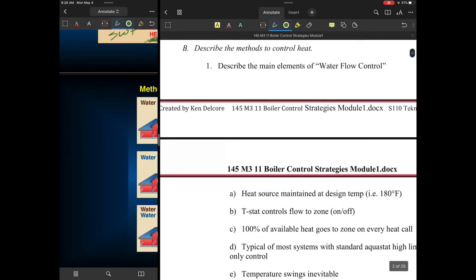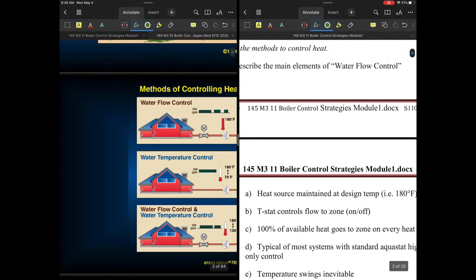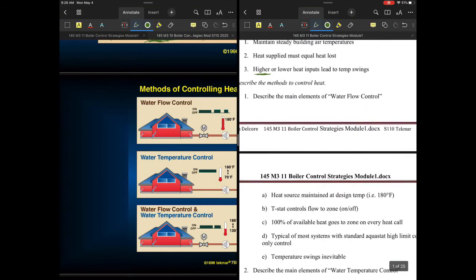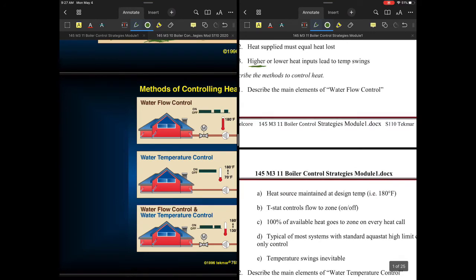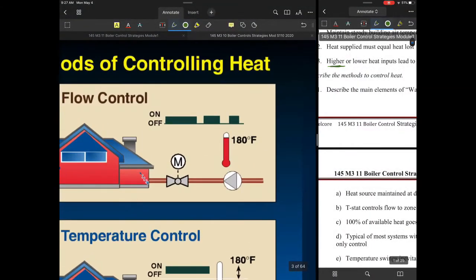How do we control that heat? I'm going to go back to the handout, and let's talk about the methods to control that heat. The first one that I'm going to hit on here says describe the main elements of water flow control, and part of that control strategy is such that the heat source is maintained at a design temp of 180 degrees.